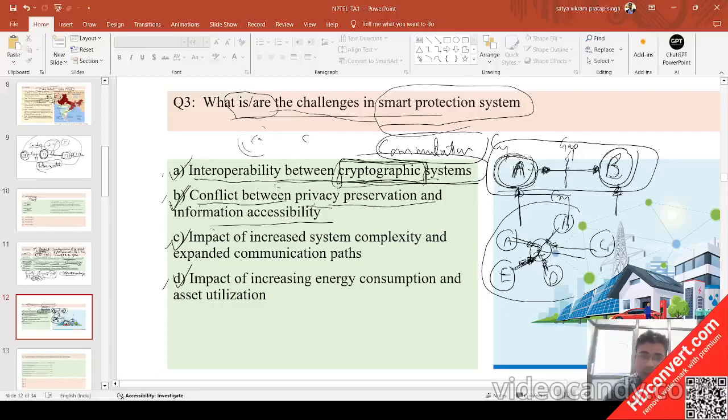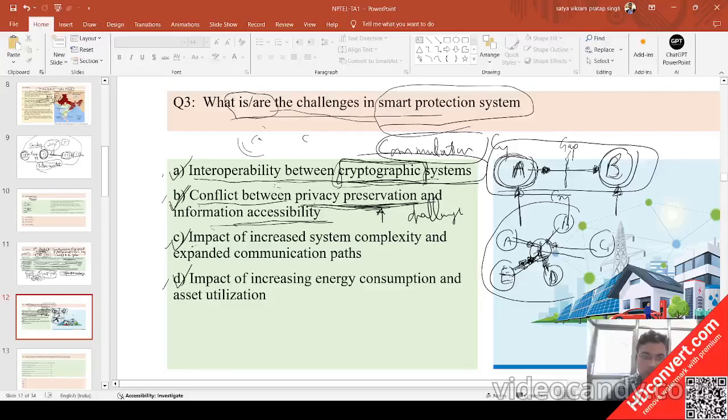So there is the conflict between privacy preservation and information accessibility, because E has to send information to L and L has to exchange information with E. But what happened? E sends some malware to L, and L also has to communicate with D, so the malware penetrates into the D system. So privacy preservation is a major challenge in this smart protection system.